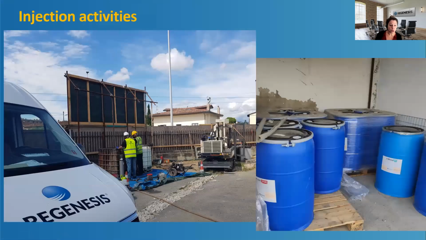So now you see some pictures from the site, and like this, you will have an idea of the disturbance inside. The space we needed was the place for the mixing activities, the place for the Geoprobe to inject by direct push, and the space for the stock of the product.